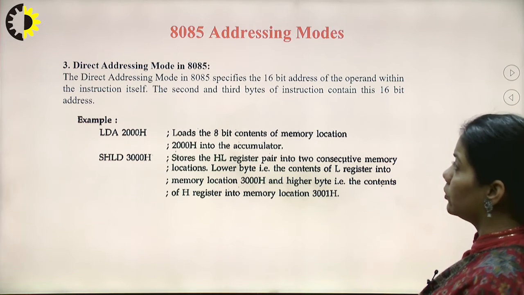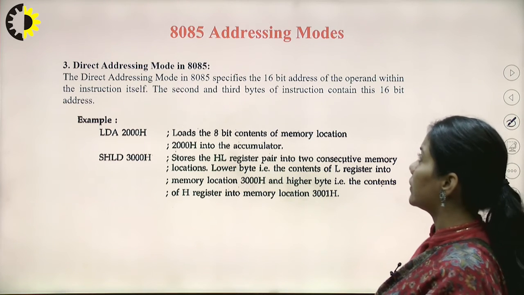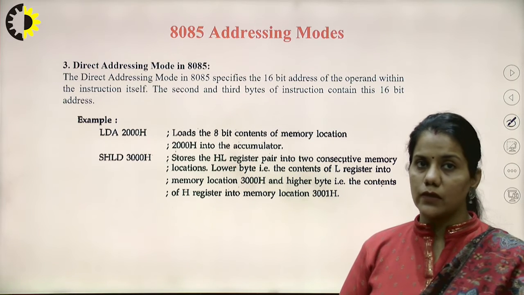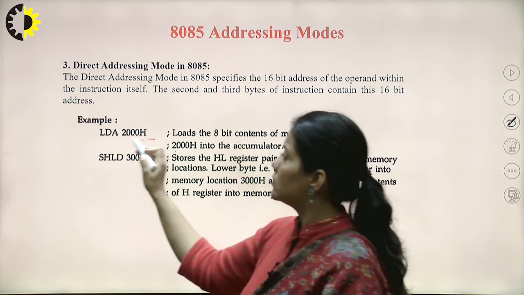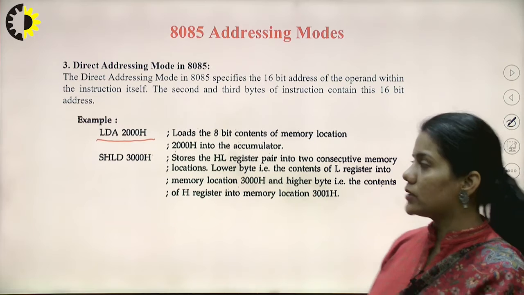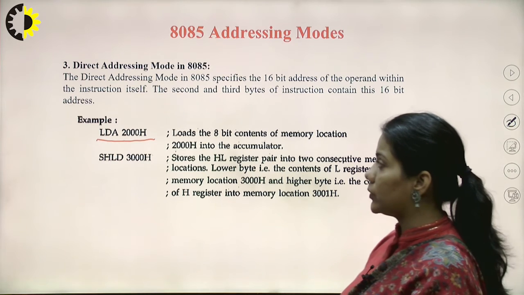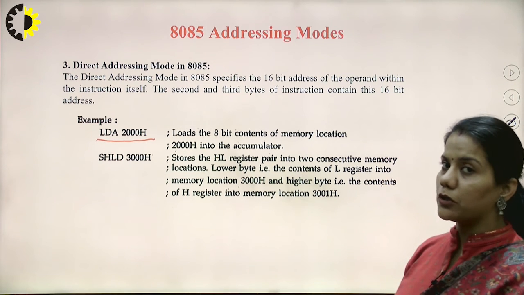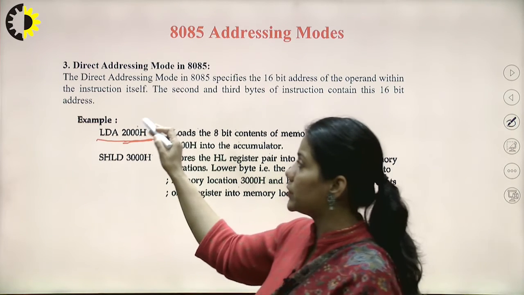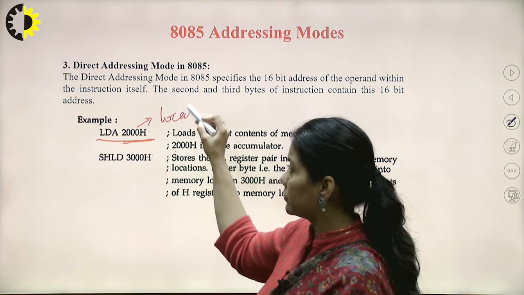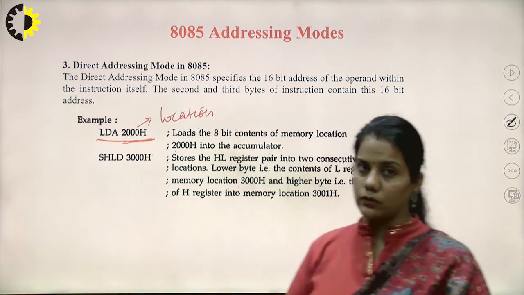Next, direct addressing mode. These instructions specify the 16-bit address of the operand within the instruction itself. The second and third bytes of the instruction contain this 16-bit address. Like LDA 2000H. What is this instruction performing? It is loading the accumulator with the data which is stored at this memory location. This is not immediate data; this is the location, and at this location the data is stored, and that data will be loaded into the accumulator.